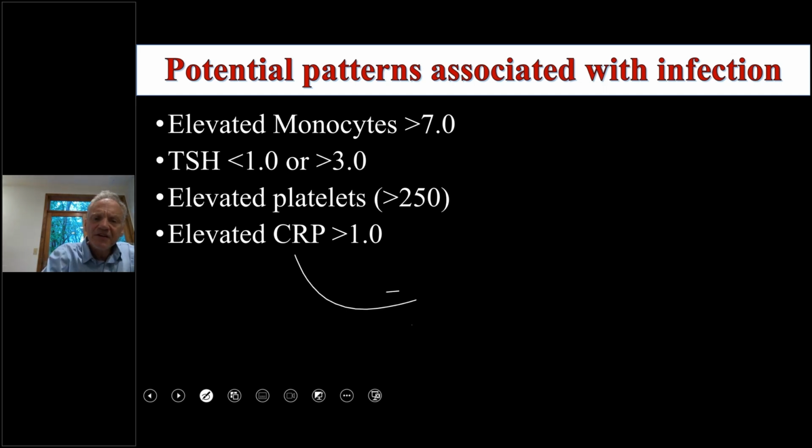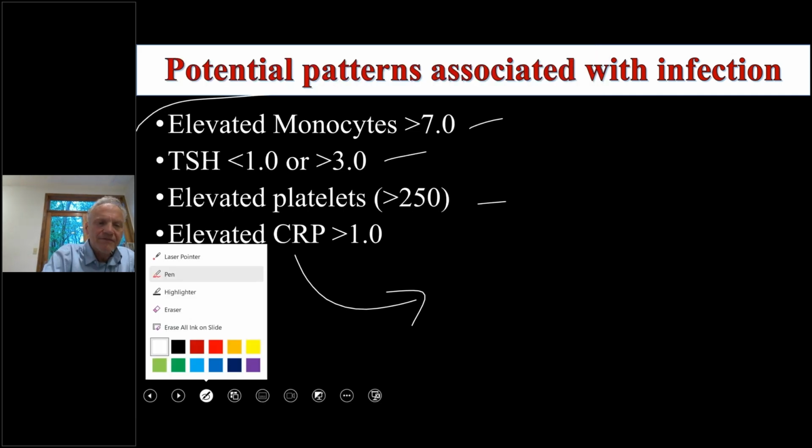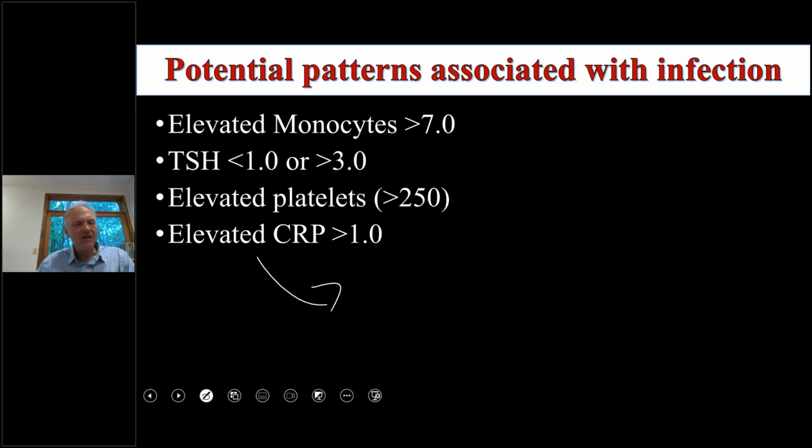CRP. Anytime CRP is above 1, it fits a pattern of infection. Now, I will tell you, out of all of these, all are good, but the top 3 are probably more specific for chronic infection. And elevated CRP is there, but just general inflammatory processes can do that with CRP too.